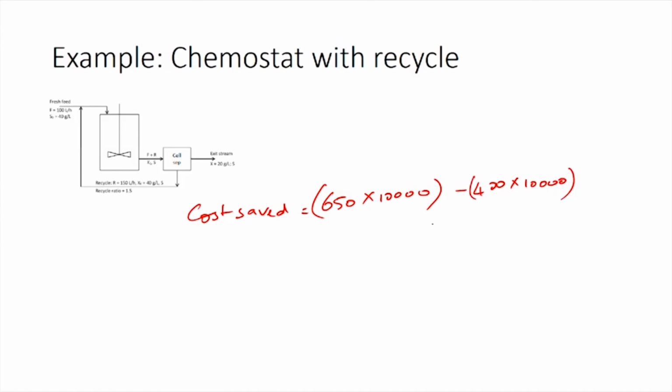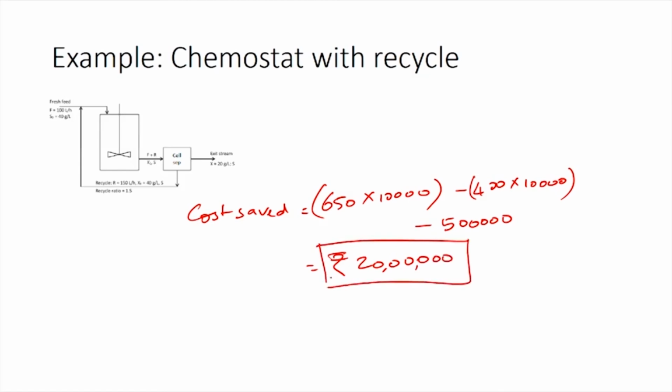In the cost saved, we should deduct the cost associated with the purchase of the cell separator. This would give us a total cost saved of 20 lakhs. So, by using this cell separator and a recycle stream, we would be able to save 20 lakh rupees just for the installation process. Obviously, there will be more savings due to the operational costs being cut down as the cells are being recycled. With this, we come to the conclusion of the review of the basic aspects of material balances. Thank you and goodbye.